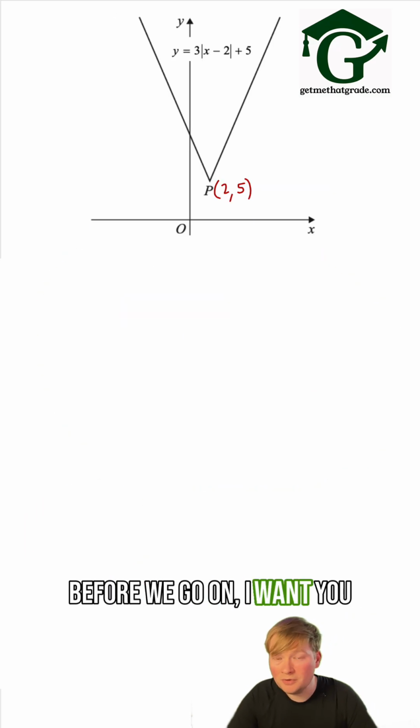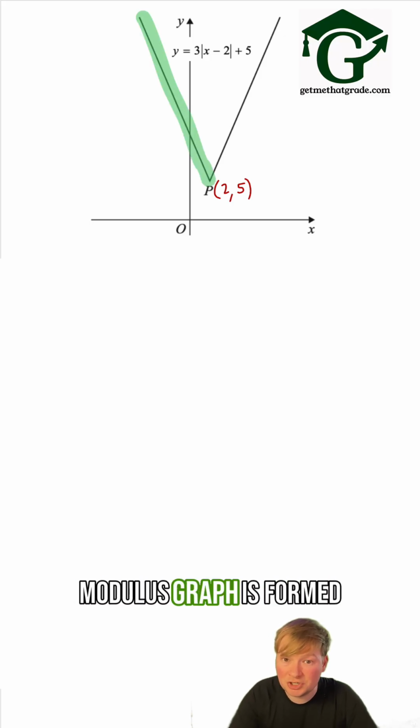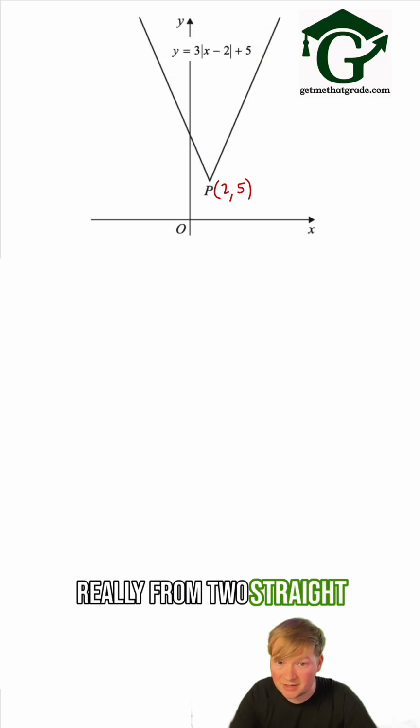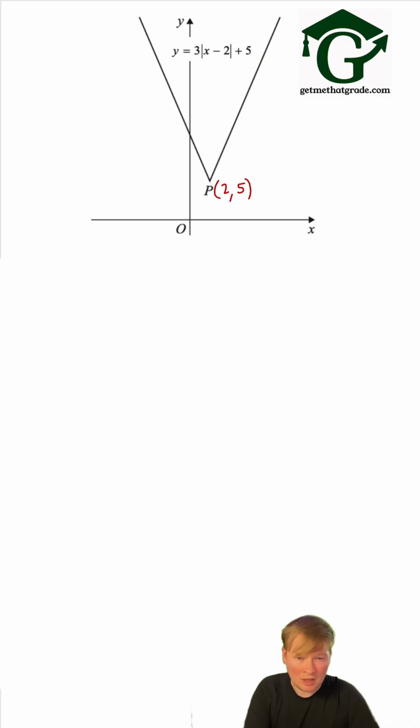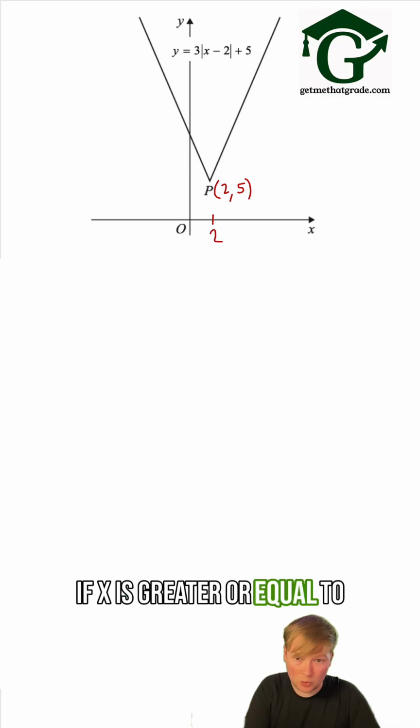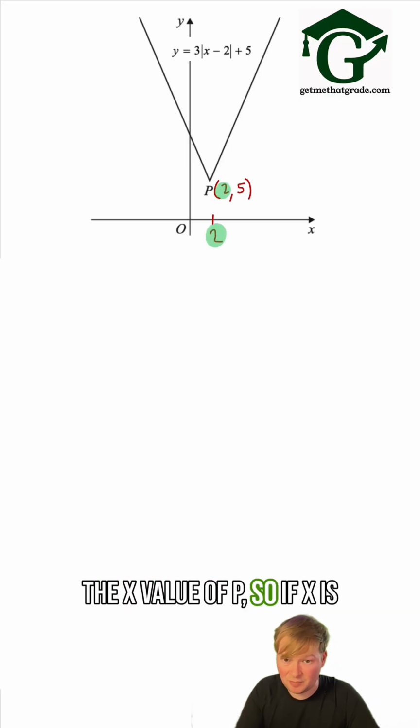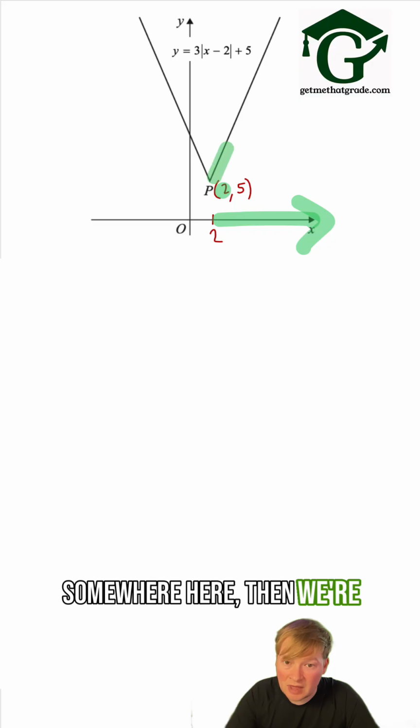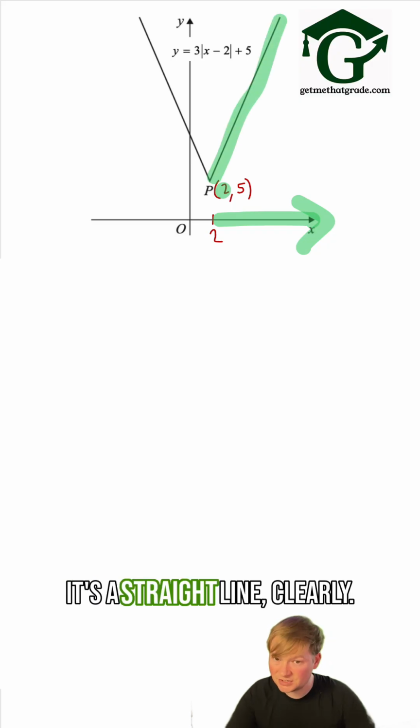Before we go on, I want you to understand how this modulus graph is formed really from 2 straight lines. It's actually very simple. If x is greater than or equal to 2, the x value of P, so if x is somewhere here, then we're on this branch. It's a straight line, clearly.